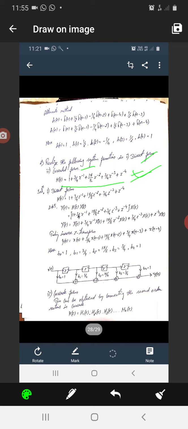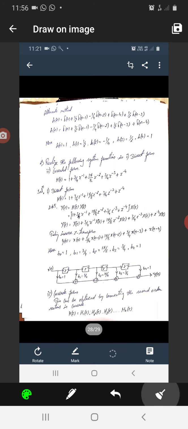Here, first, take the equation and write it in terms of Y of z. We know that H of z into X of z gives Y of z, so X of z is to be multiplied with each of the terms. Then you will get the equation for Y of z as X of z plus 3 by 4 z inverse X of z plus 17 by 8 z raised to minus 2 X of z plus 3 by 4 z raised to minus 3 X of z plus z raised to minus 4 X of z.